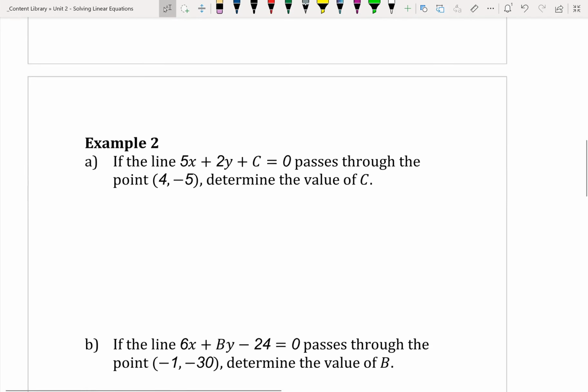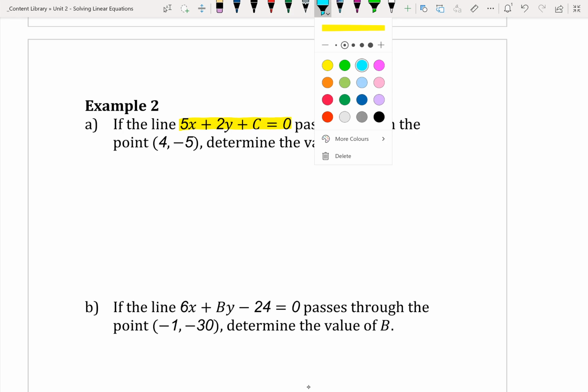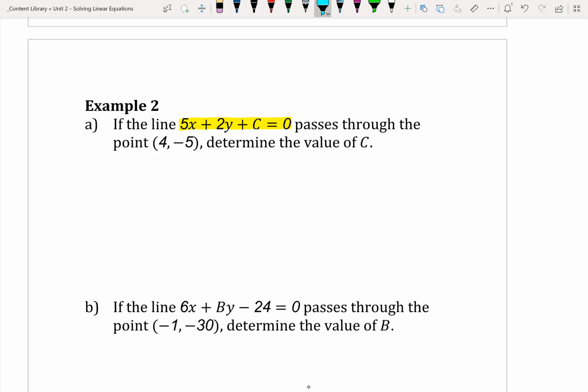In example 2, we want to do something similar, except now we're going to be solving for specific values. So if we are given a line 5x plus 2y plus c equals 0, and we know it passes through the point (4, -5), I want to determine the value for c. So if I wanted to, I could rearrange this initial equation for c. However, the only problem with that is I wouldn't get an exact value for c because I still have two missing pieces, the x and the y.